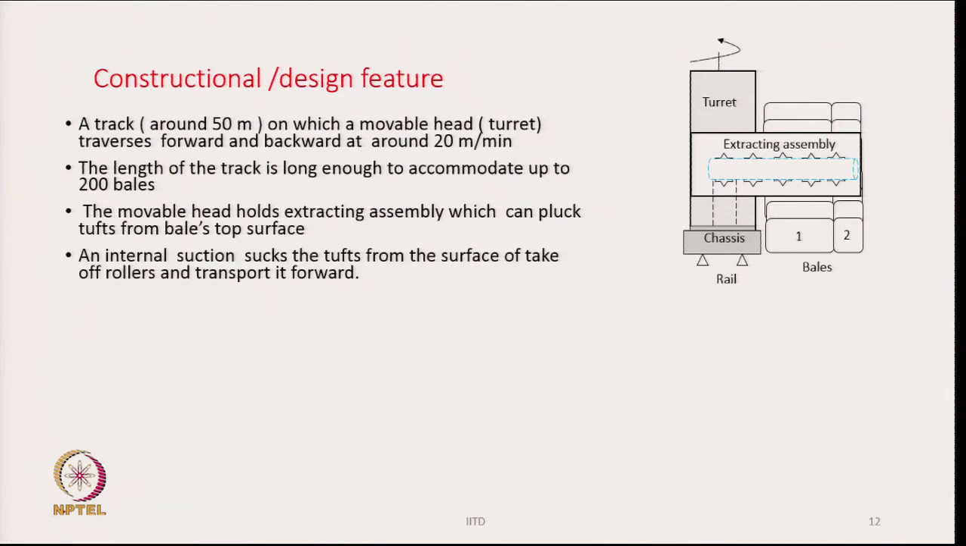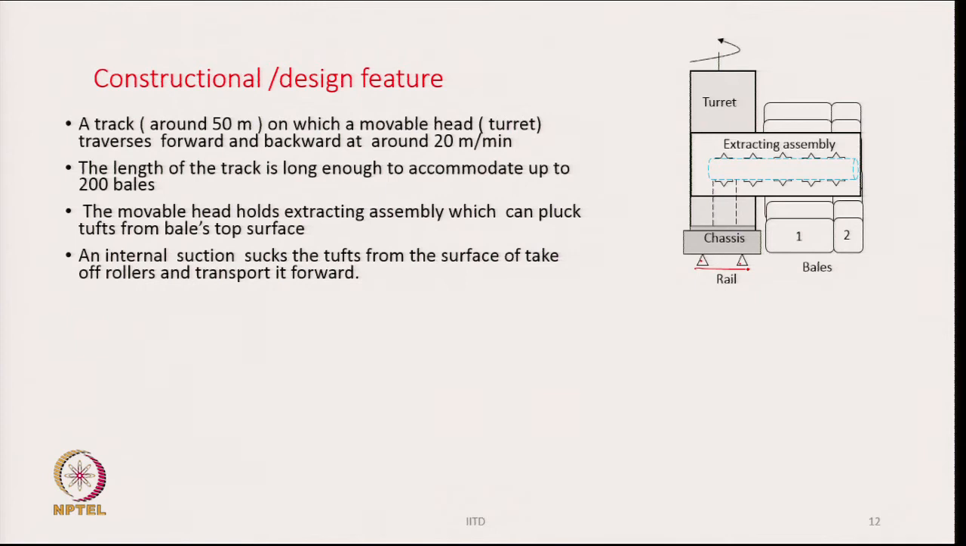First, there is a track which is almost 50 meters in length, on which a movable head, a turret, can traverse. The turret is shown in the diagram, and these two are the rails. The turret consists of this vertical box, and there is also a horizontal rectangular box, which is the extracting assembly. Put together, this is what can move back and forth over a rail.